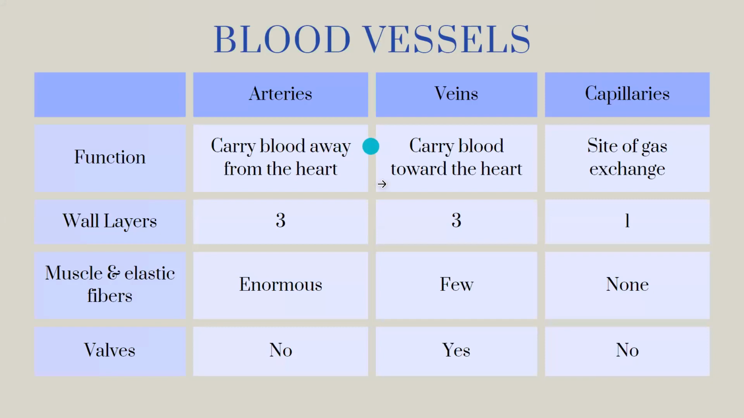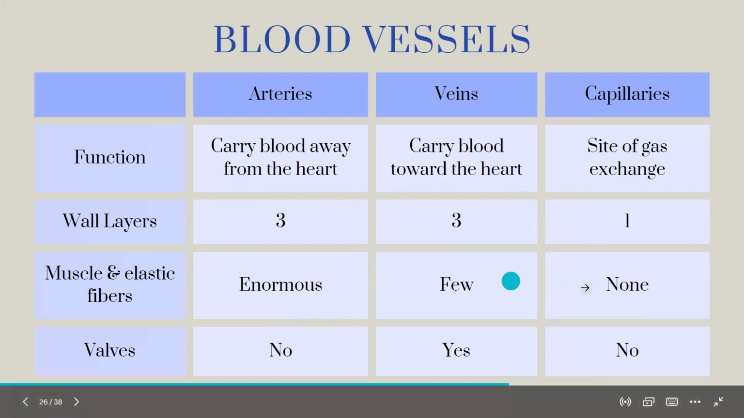Don't forget that the wall layers of the arteries and the veins are three, while the capillary is one. Although the muscle and elastic fibers of the arteries are really enormous, veins have only a few and the capillaries have none. The only difference is the valves: there are no valves in the arteries and the capillaries, while the veins have valves.